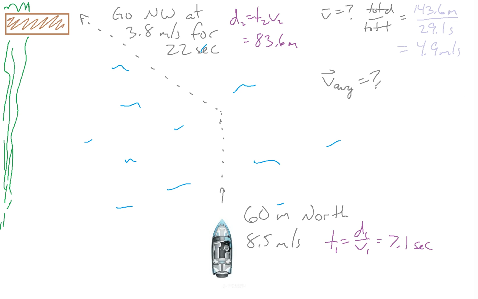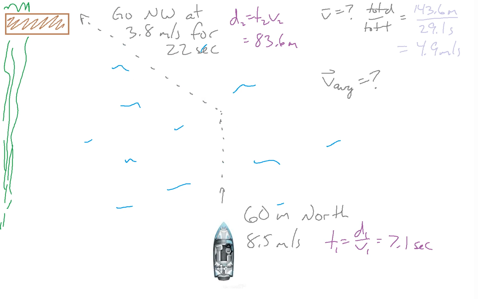Now, of course, for average velocity, I don't want distance in time, I want displacement in time. So I have to break apart my vectors a little bit here and figure out my displacement. Really important, the displacement vector is what I need. So I'm going to break apart my d values. I know when my little boat's cruising along here, the first thing it did is it went 60 meters this way, and then it went 83.6 this way.